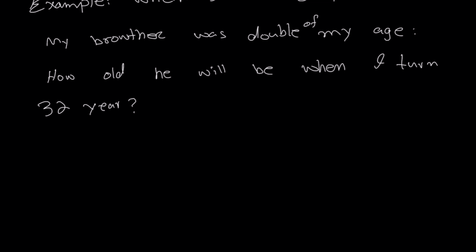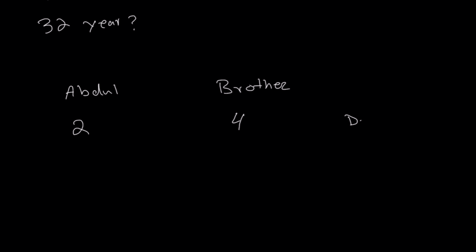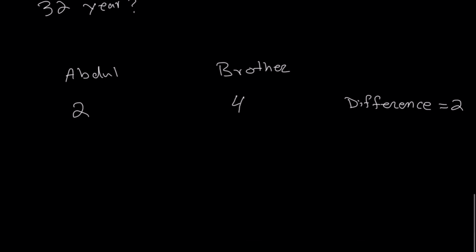So again, let's put a chart here. Abdul, and let's say brother. When I was 2, he was double my age, so that will be 4. So the difference is 2 years. He's 2 years older than me. Let's put when I was 10 years old, the difference is 2, so he would automatically be 12.